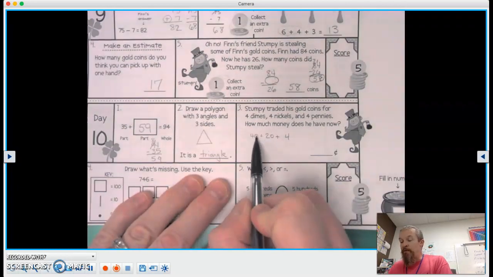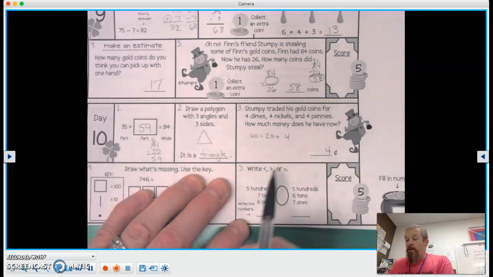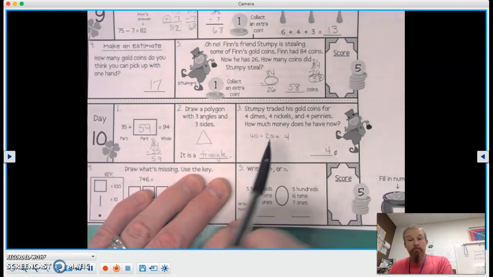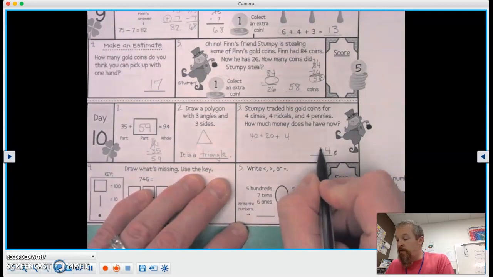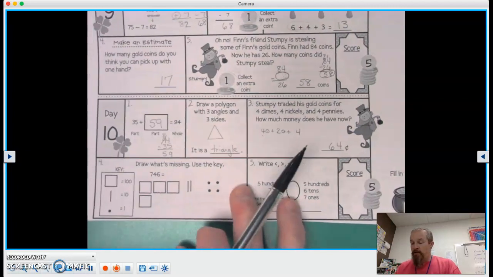Well, let's do the ones column. We have 0 plus 0 plus 4 equals 4. And now the tens column. We have 4 plus 2 equals 6. 64 cents. Okay, so here's a fun one, I like these.